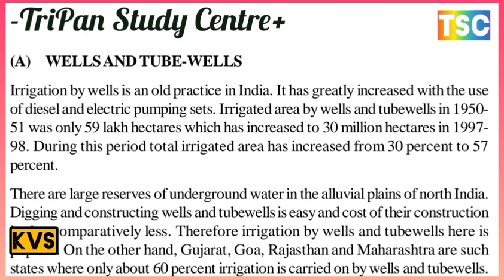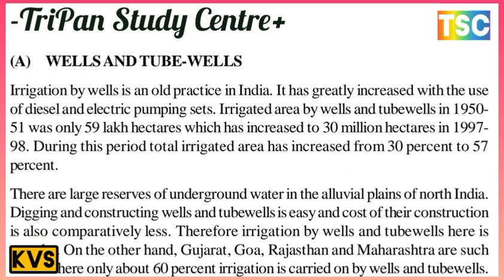Irrigated area by wells and tube wells in 1950 to 51 was only 59 lakh hectare, and it has increased to 30 million hectare in 1997 to 98. During this period, the total irrigation area has increased from 30% to 57%. There are large reserves of underground water in the alluvial plain of northern India. Digging and constructing wells and tube wells is easy, and the cost of their construction is also comparatively less. Therefore, irrigation by wells and tube wells is popular.